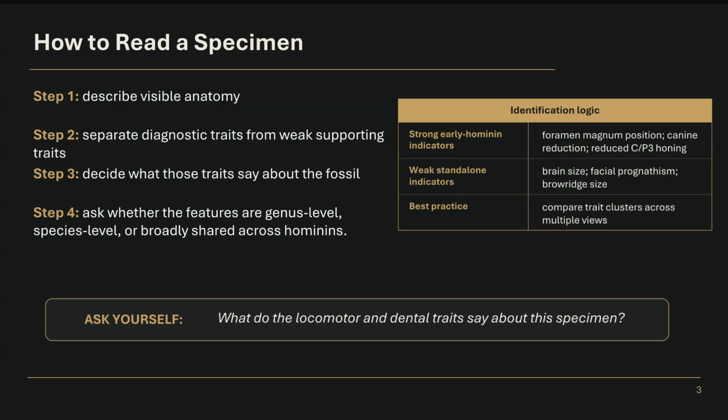The second step is ranking traits by evidentiary strength. Strong early hominin indicators include an anteriorly positioned foramen magnum, reduced canines, and reduction or absence of the CP3 honing complex. These traits are particularly useful in distinguishing early hominins from non-hominin apes. Weaker standalone indicators include brain size, facial prognathism, and brow ridge size. These features remain useful, but require support from other features to have a determinate value on what taxon that specimen belongs to. The third step is determining the taxonomic level supported by the evidence.